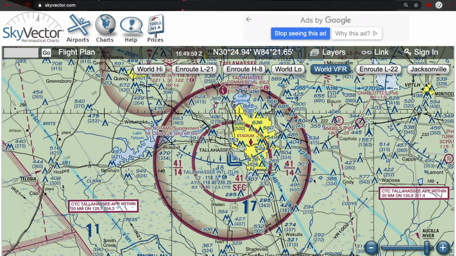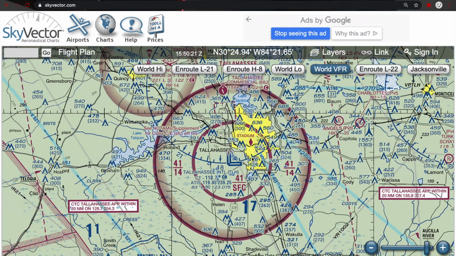Now that we've taken a look at Class B airspace, let's look at an example of Class C. As you can see on your screen, I have an example of Class C pulled up. Now, how do I know that Tallahassee International Airport is a Class C airport? It's simple. It is the solid magenta circles that you see.